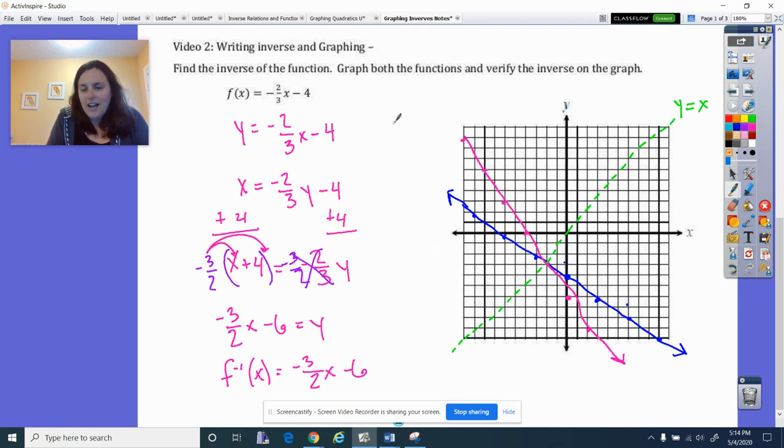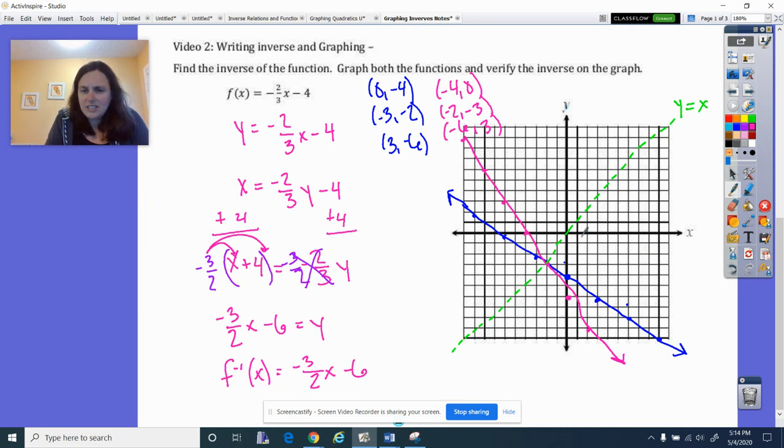So here I have, what is this? 1, 2, 3, 4. So I have (0, -4). And then I have here 1, 2, so then I have 2, 3, so (-3, -2). And then I have also here, let's pick this line, (3, -6). I want to make sure that the inverse of these points are on my pink line. So let's make sure of that.